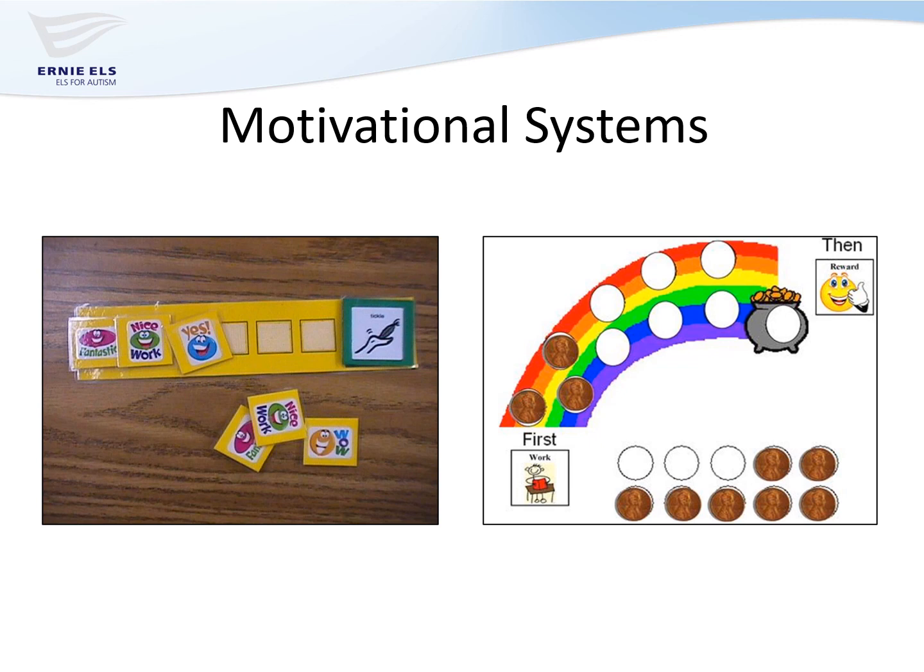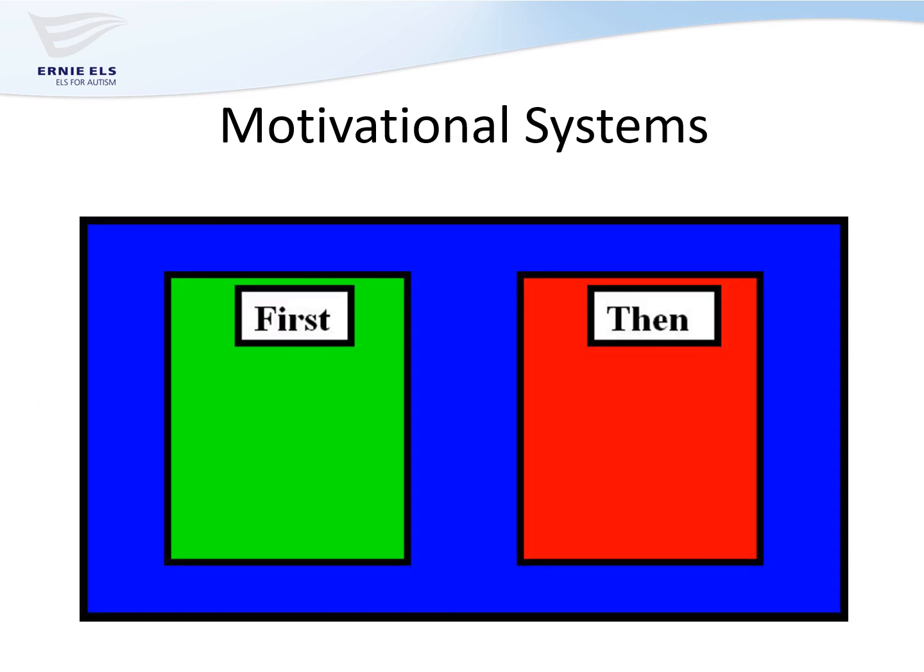First-then boards are another form of motivational system that provides a way for the individual to know the sequence of events. For example, first do your worksheet and then you can read a magazine. A first-then board is a simple visual means of displaying what happens first before the individual gets to engage in a desired activity.